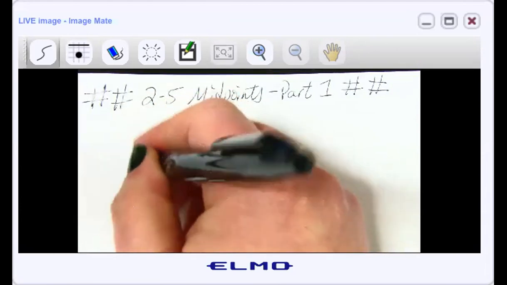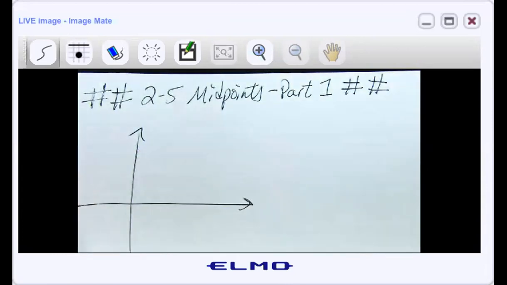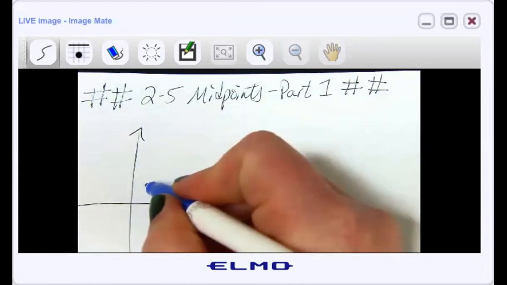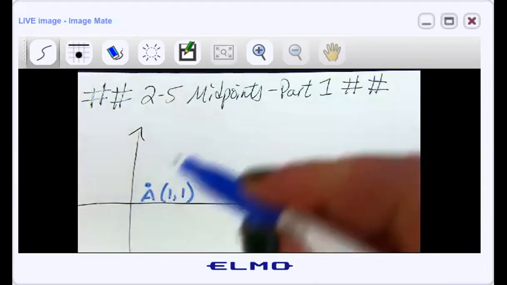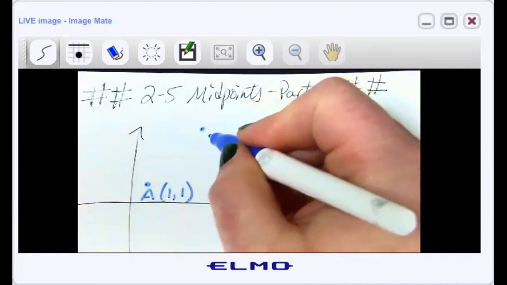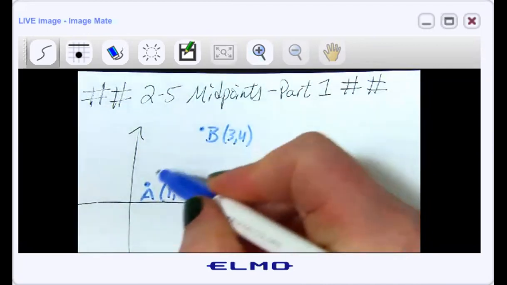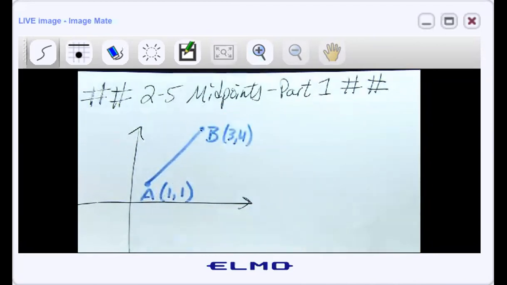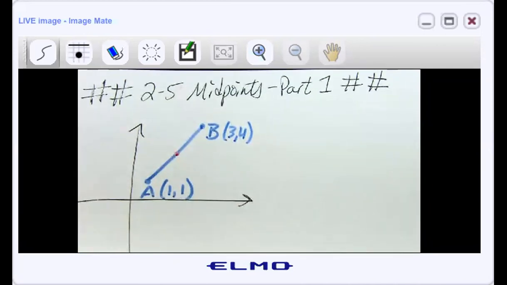Okay, so if I had a coordinate plane, and let's just say I had a point A here at approximately 1, 1. And then I had another point B here, let's say it was at 3, 4. And I wanted to find the midpoint of this segment. Well, I can approximate it, right? I can certainly eyeball it. So my midpoint is going to be somewhere right about there, but I can't just eyeball things. I need to be able to know for certain where midpoints are.